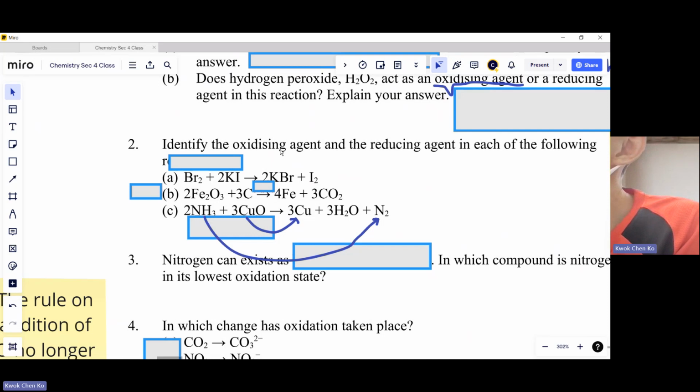So K is group 1, so automatically it is +1. So then what is the ON for I? No, because it's KI. K is +1, right? So I must be -1. They must balance each other. +1 balances -1. So right now the ON first.